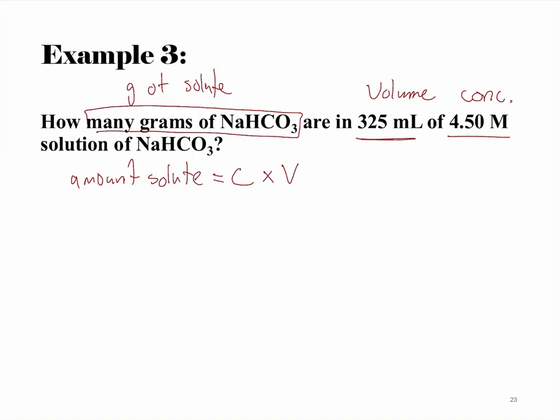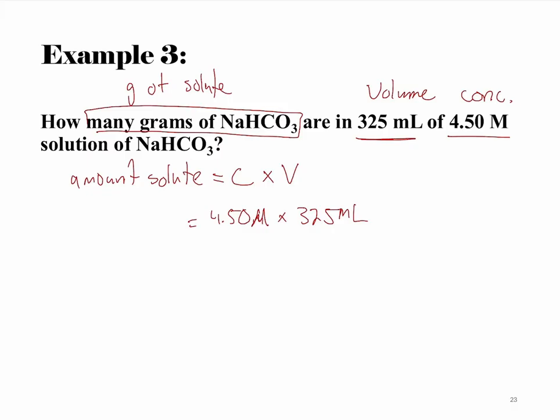So what's our concentration value here? 4.5 molarity, right? And what's our volume? 325 milliliters. So let's plug that in. We're gonna get the amount of solute, and we're just gonna start from here, and then we can change things as we go to see how we're gonna get to grams. So we'll start from our concentration, which is 4.50 molarity times 325 milliliters. This doesn't really tell us anything yet, because if we multiply those two units together, nothing happens. We just get molarity times milliliters.